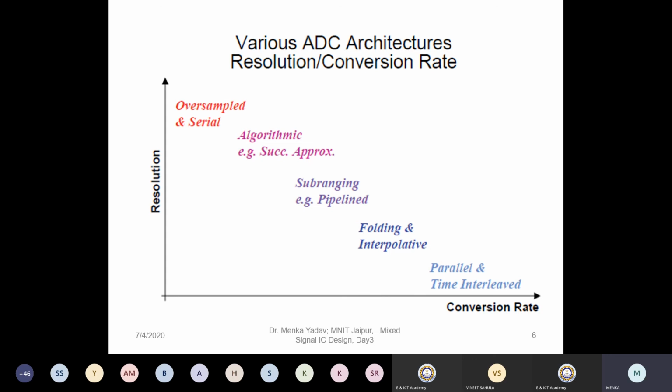One is sub-ranging, for example, pipeline. In this case, the resolution and conversion rate are both moderate. Next one is folding and interpolative. In folding and interpolative, you will have less resolution, but these are faster, meaning the conversion rate is higher. And the last but not least is parallel and time interleaved. One example of parallel is the flash ADC. It has the highest conversion rate, but the resolution is very low in this case.